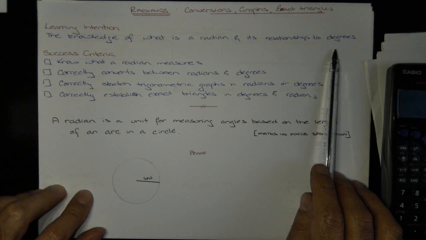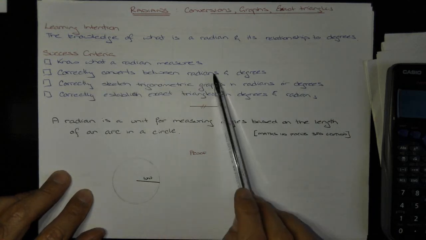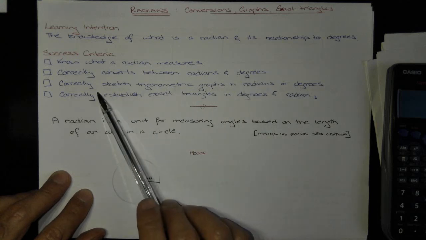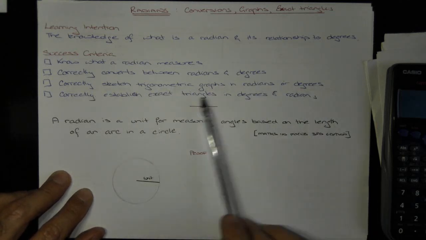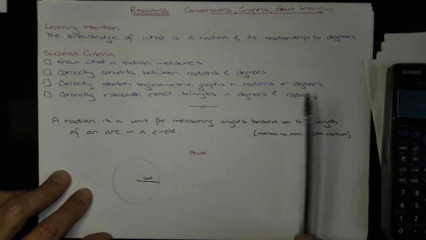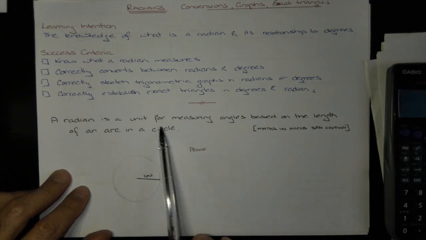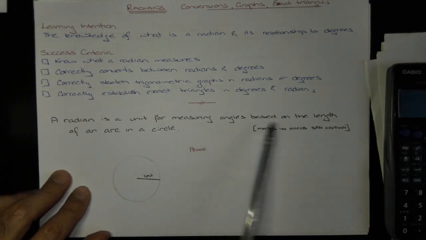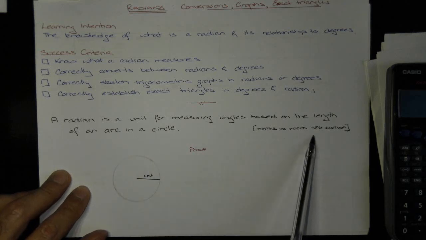We'd be successful if we know what a radian measures, if we can correctly convert between radians and degrees, if we can correctly sketch the trigonometric graphs in radians or in degrees, and correctly establish exact triangles in degrees and radians. Okay, so the definition of a radian is a unit for measuring angles based on the length of an arc in a circle, and that's from Maths in Focus 3rd edition.